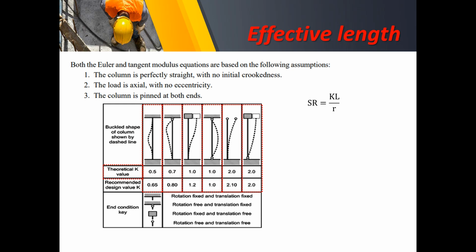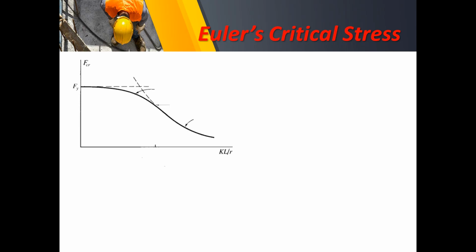Therefore, the slenderness ratio will now include the K factor. So the Euler's critical stress is also given by this stress and strain diagram. Of course, we will be dealing with the ordinate, stress, and abscissa of the value of the slenderness ratio with the factor K.